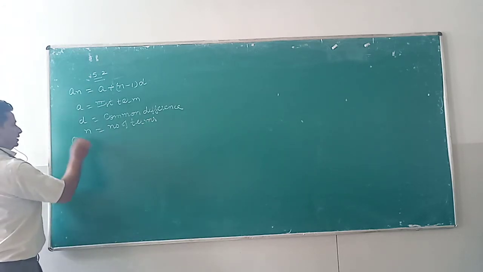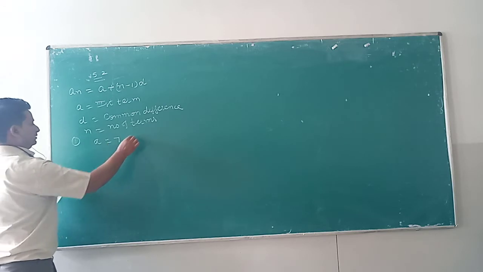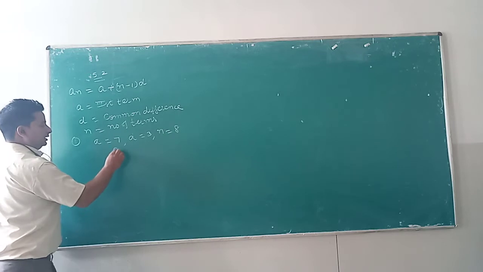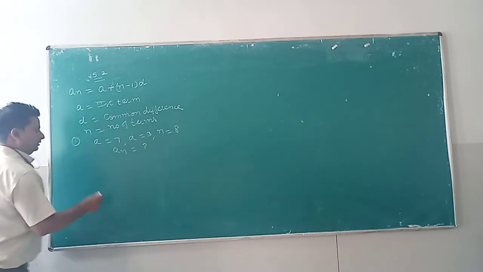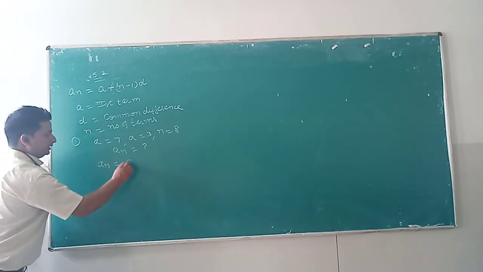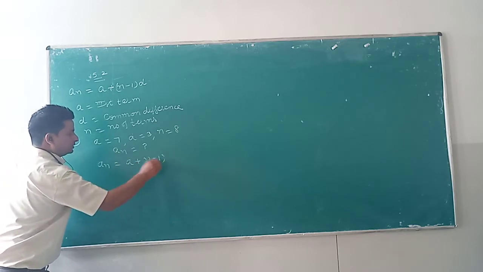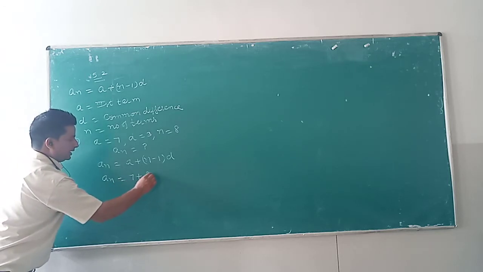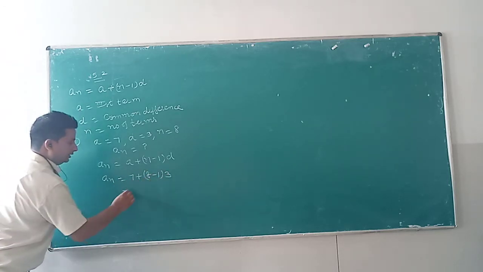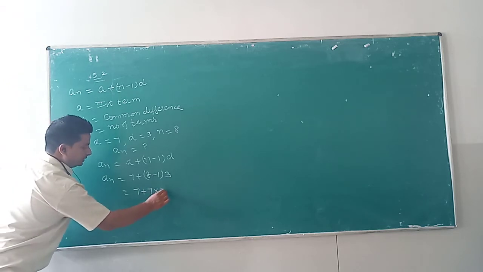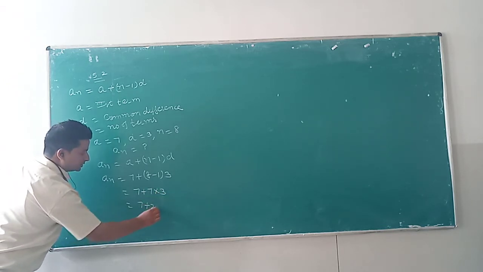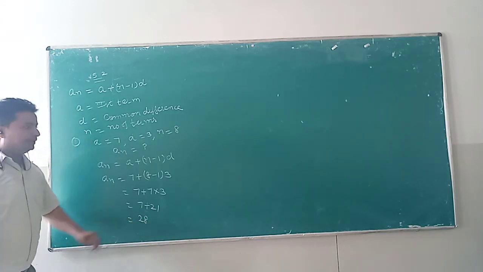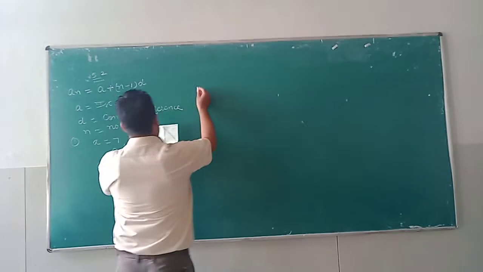In question number 1, a is equal to 7, d is equal to 3, n is equal to 8. We are required to find an. In this, an is equal to a plus n minus 1 into d. So a is 7, n is 8 and d is 3. This is 7 plus 7 into 3, 7 plus 21 equals 28. So 28 is the nth term of this AP.